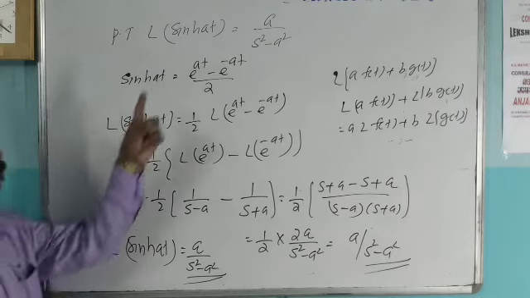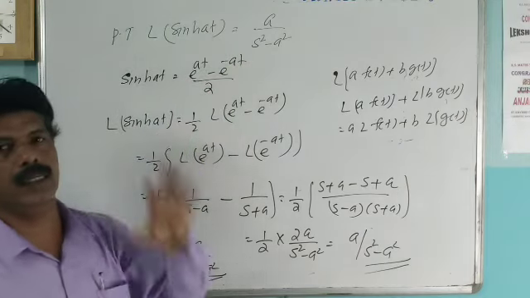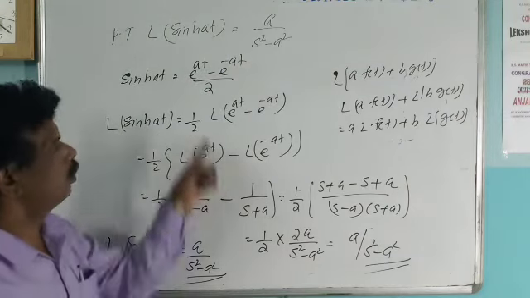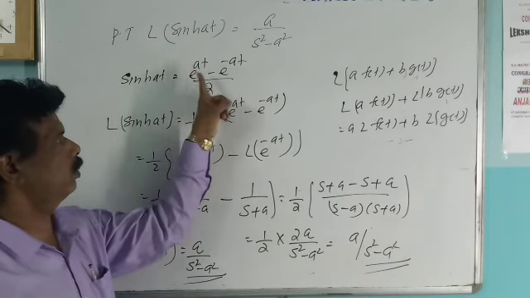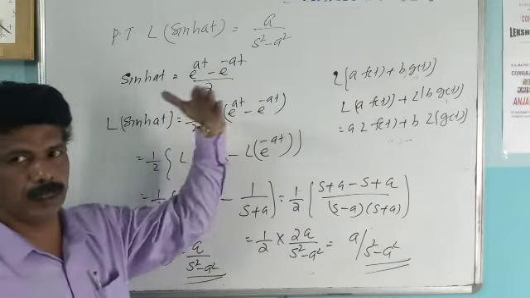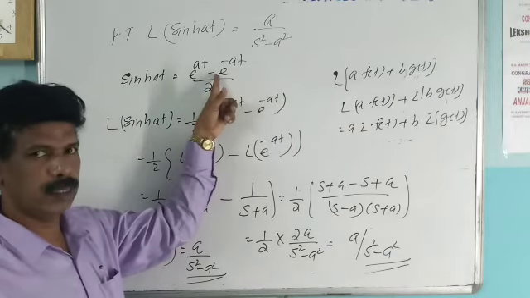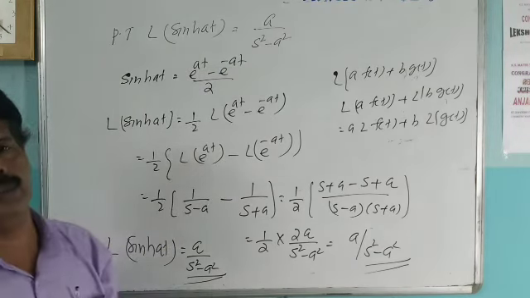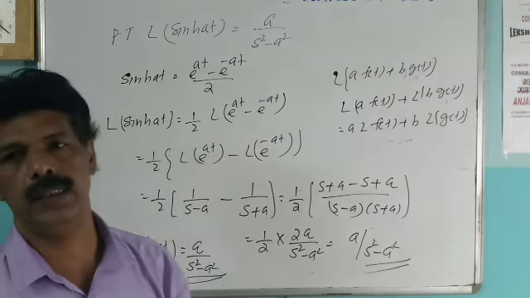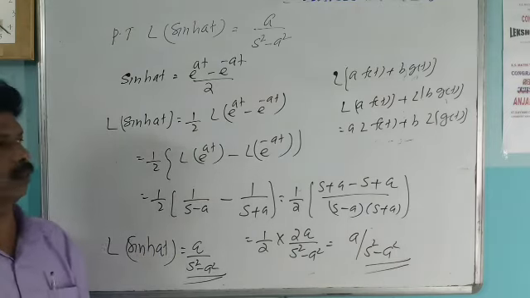Remember, similarly, if they are asking Laplace of cosh at, the result equals s by s square minus a square. Then what do you do? Instead of sinh at, which equals e raised to at minus e raised to minus at by 2, cosh at means e raised to at plus e raised to minus at by 2. Do it this way, then you get Laplace of cosh at equals s divided by s square minus a square.